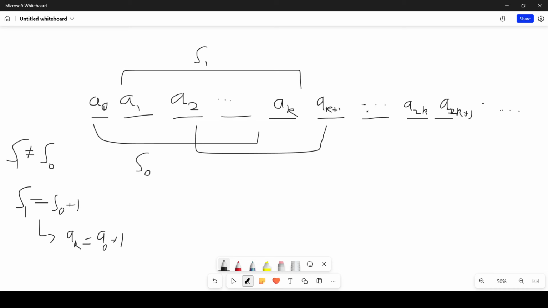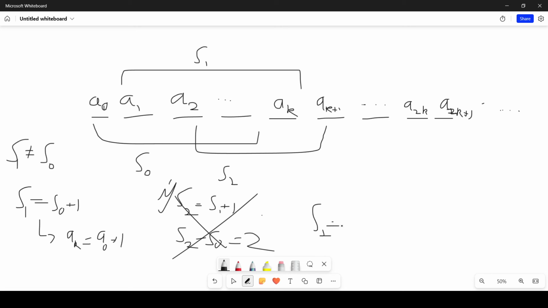Now S2 cannot be equal to S1 because a1 cannot be equal to a_k+1, and S2 can either be S1 plus 1 or S1 minus 1. But if S2 equals S1 plus 1, then S2 minus S0 equals 2, which is not possible, which disobeys the conditions. Therefore, S2 must be S1 minus 1. So a_k+1 equals a1 minus 1.